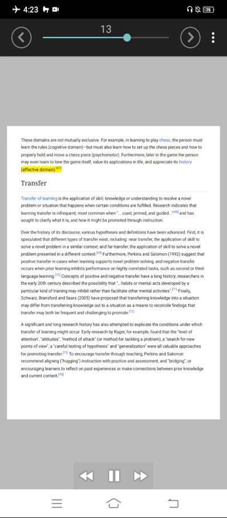67. Transfer. Transfer of learning is the application of skill, knowledge or understanding to resolve a novel problem or situation that happens when certain conditions are fulfilled. Research indicates that learning transfer is infrequent, most common when cued, primed, and guided. 68. Research has sought to clarify what it is, and how it might be promoted through instruction.